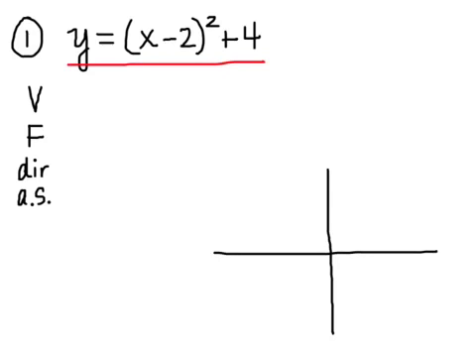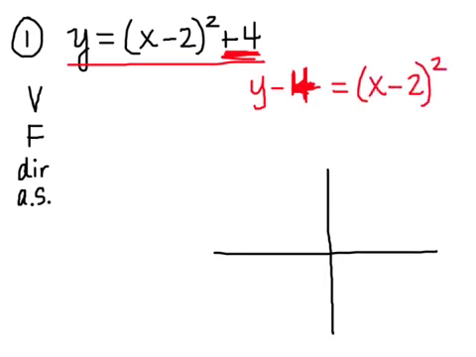And so first of all, if you want to use the H and K formula, you need to get the positive 4 over to the other side. So we're going to subtract it on both sides, and that way it puts it in that K position, and then we have equals X minus the H squared. So now it looks a little more like the formula that we've been using.